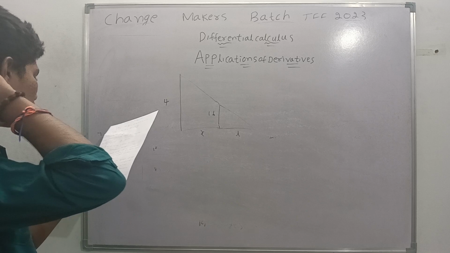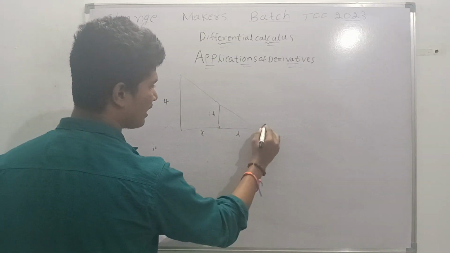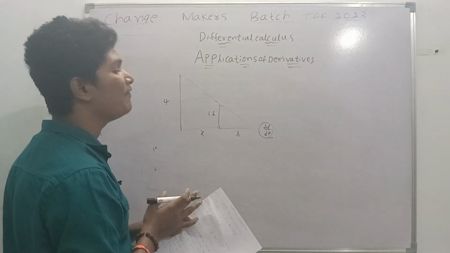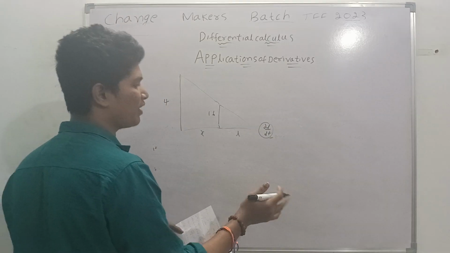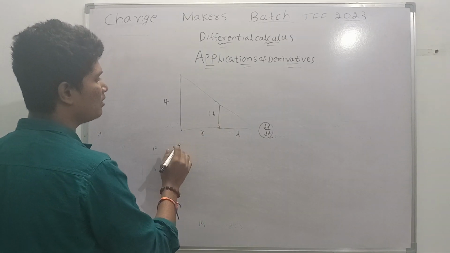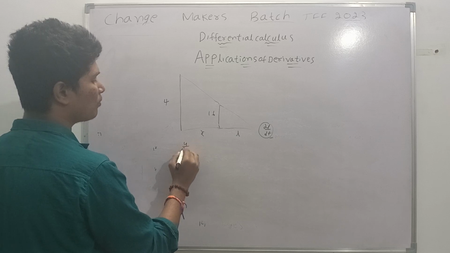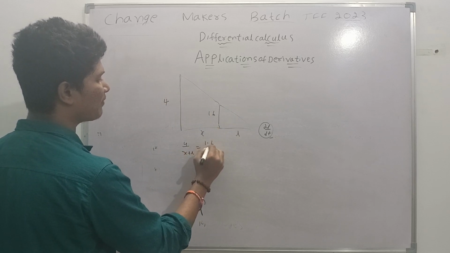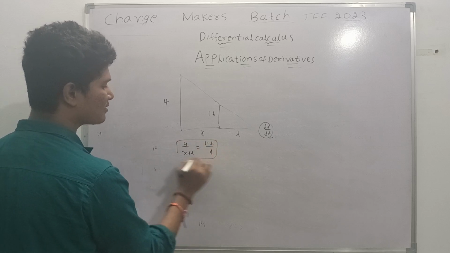You can clearly observe what they are asking. They are asking how fast the man's shadow length is changing. This is the man's shadow length. They are asking dL with respect to time, how the length of the shadow is changing with time. You can clearly see that there are two right angle triangles here. If we observe, the complete triangle gives 4 by x plus L, and if we compare with the smaller one, the relation is like this.